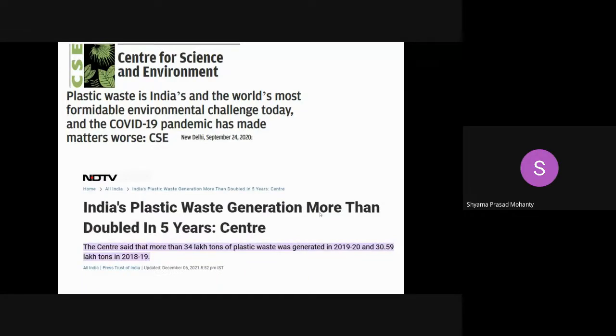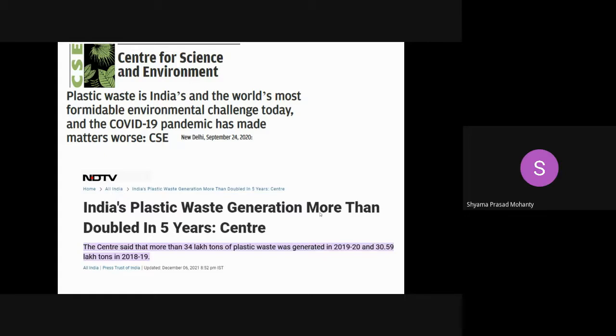These are some news items highlighted about plastic waste in 2020. There was one article by the Centre for Science and Environment that plastic waste is India's and the world's most pressing environmental challenge today, and the COVID-19 pandemic, due to the use of PPE kits, has made matters worse.